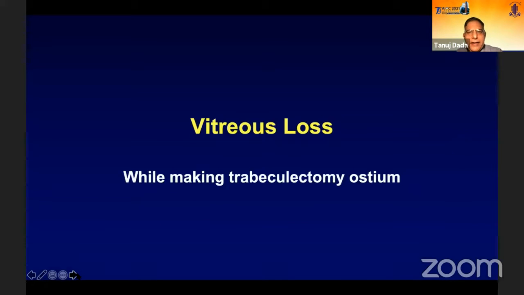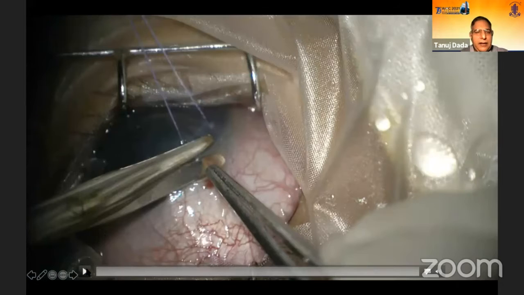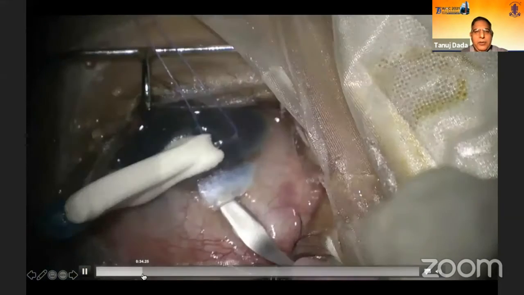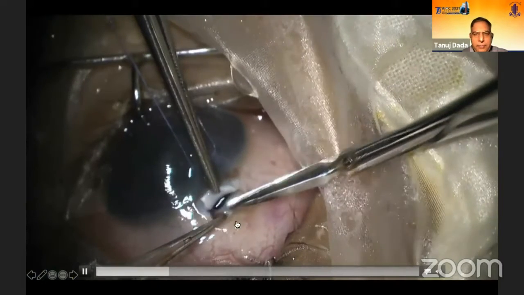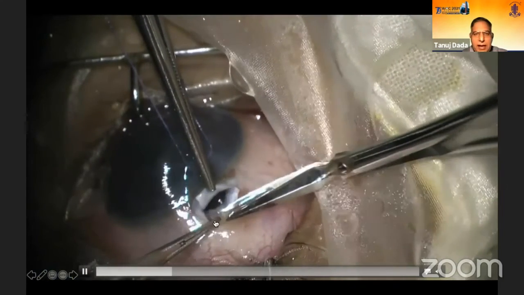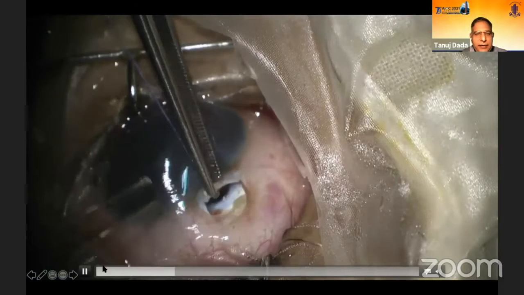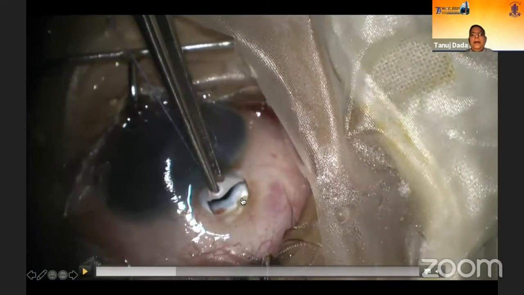Now, the third very critical complication is the vitreous loss that can occur while you're making a trabeculectomy ostium. So this is a routine trabeculectomy surgery. You're making the ostium, and now you see as soon as the last thing is cut, you have this jelly coming. So there is a vitreous loss occurring.